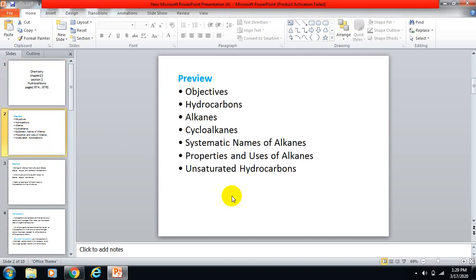Let's start from the preview of this chapter. What are the main objectives, the main ideas regarding hydrocarbons, alkanes, kinds of hydrocarbons, cycloalkanes like the benzene structures, systematic names of alkanes, who gives the names, which systems are being followed, properties and uses of alkanes, and unsaturated hydrocarbons.